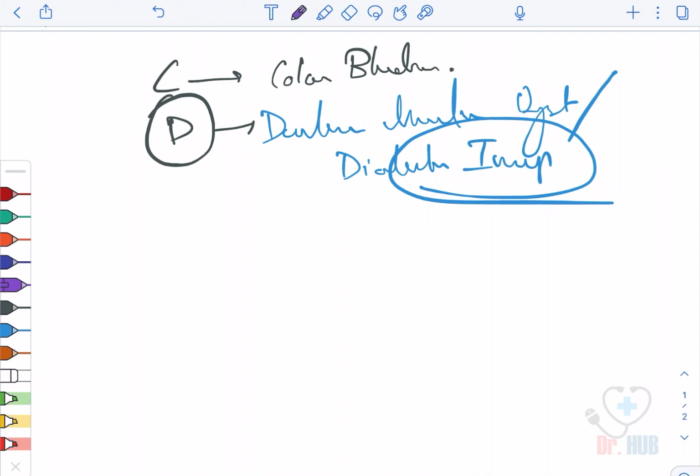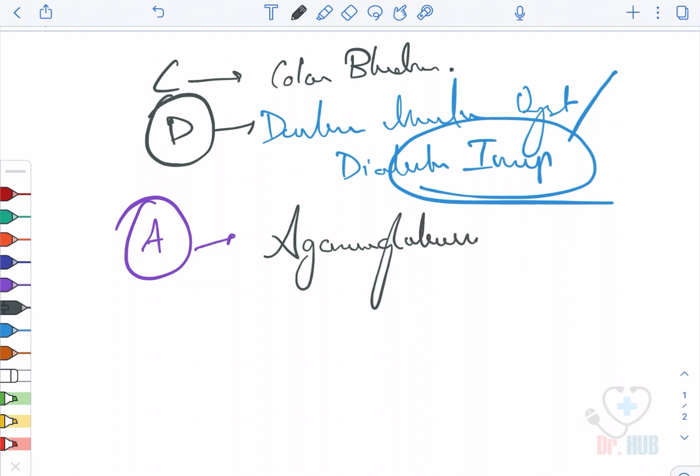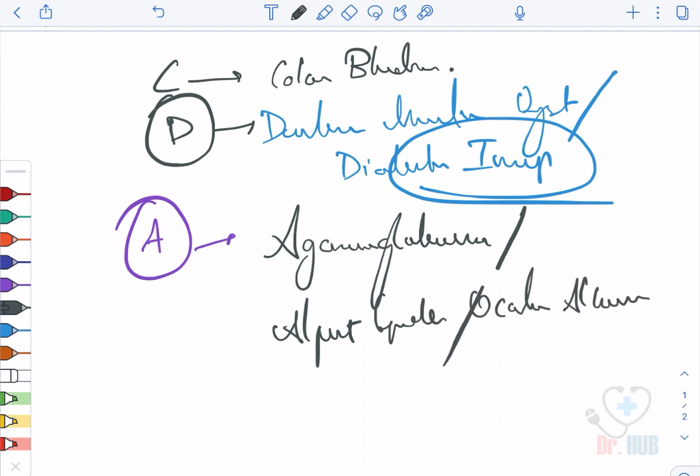Then we look about A. So what is in A? So A includes A gamma globinemia as well as there is Alport syndrome and also the ocular albinism.